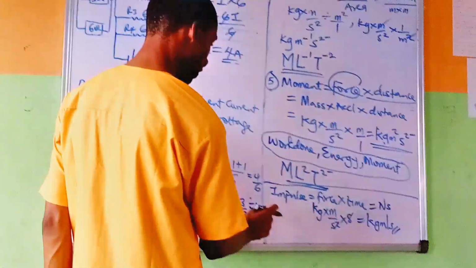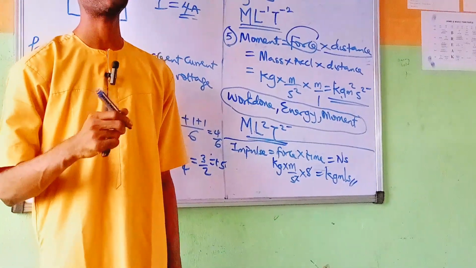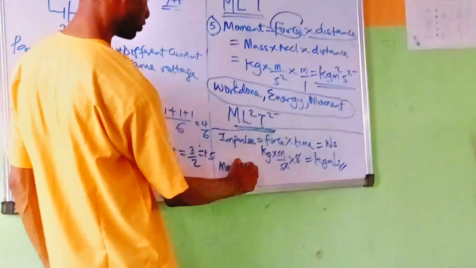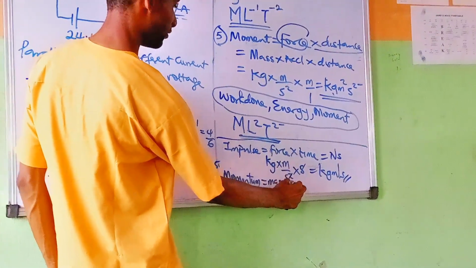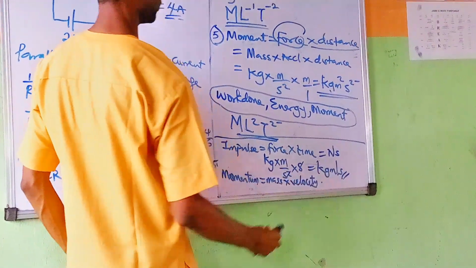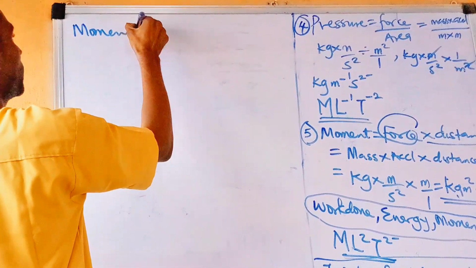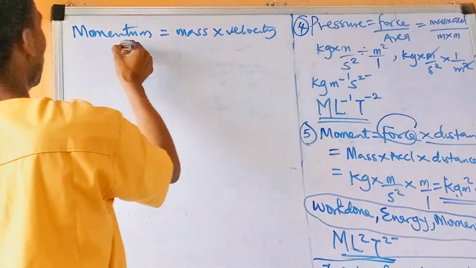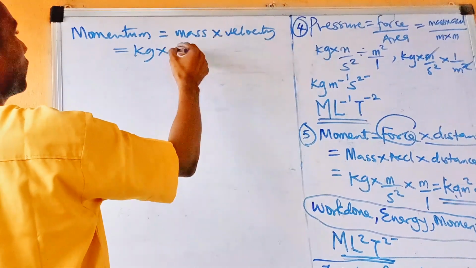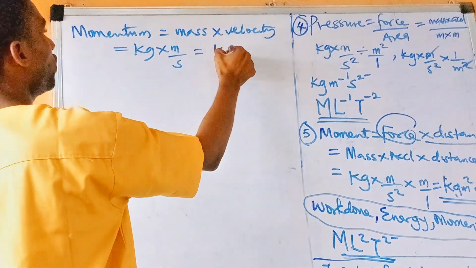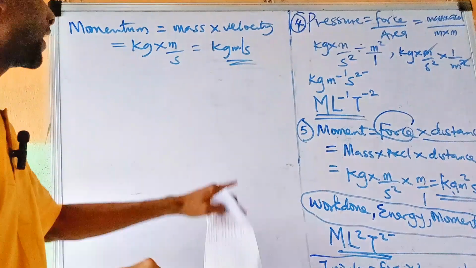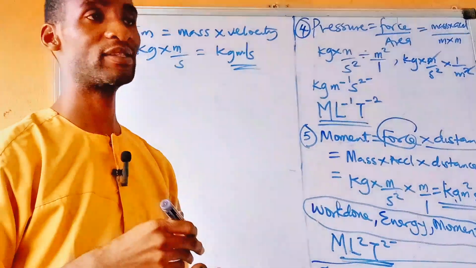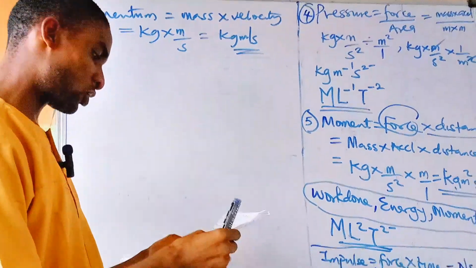Let's check for momentum. You remember I told you that momentum and impulse have the same SI unit. Let's confirm that. Momentum is going to be what? Momentum is mass times velocity. So the SI unit for mass is kilogram, and the SI unit of velocity is meter per second. So that is kg meter per second. Can you now see that the SI unit for momentum and the SI unit for impulse are exactly the same? Alright, so that is that about the question. Let's go to the next question.